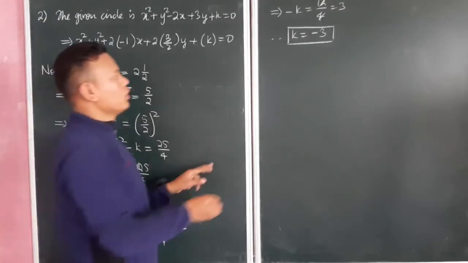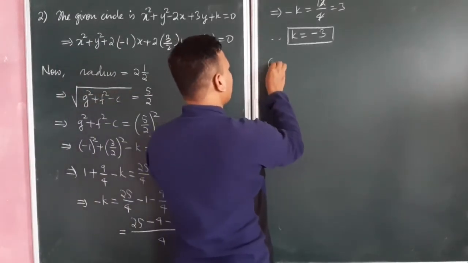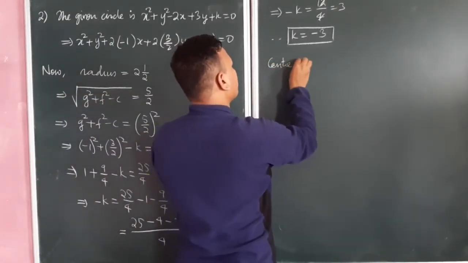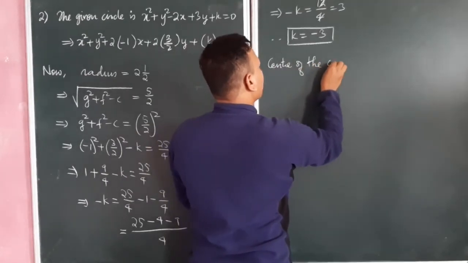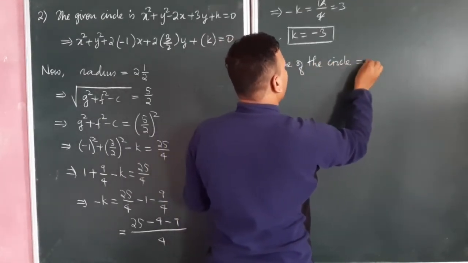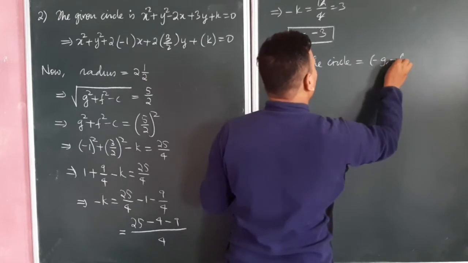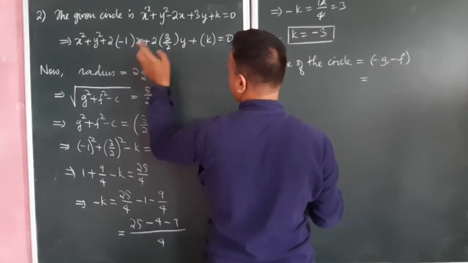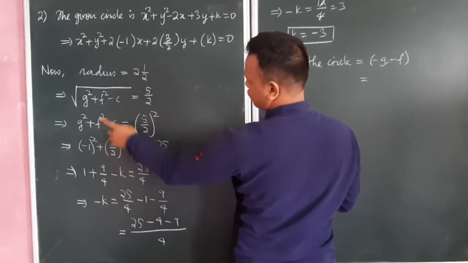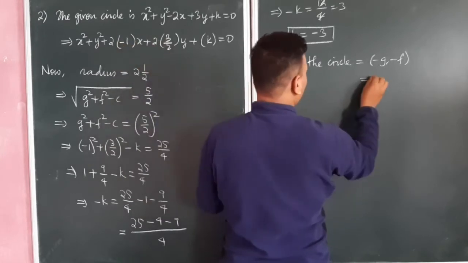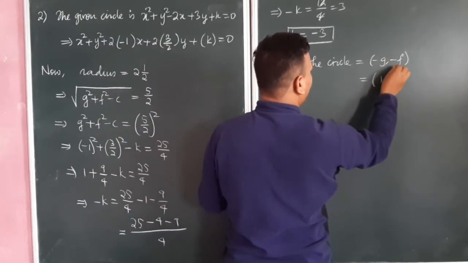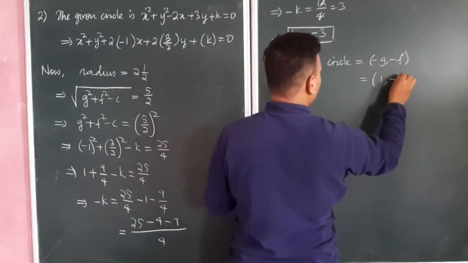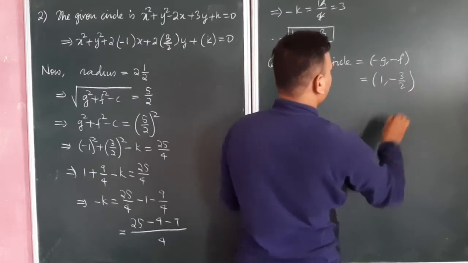So therefore the center of the circle will be minus g comma minus f. And what is g? G is minus 1. So minus of minus 1 is 1 and f is 3 by 2. So that's why the center is this much.